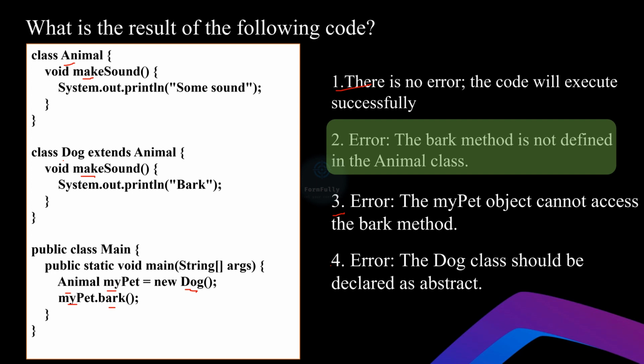Option 4 is incorrect because there is no need to declare the dog class as abstract in this context and it is not related to the compilation error. So option 2 is correct.